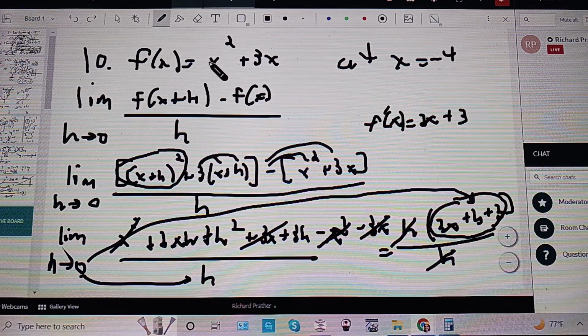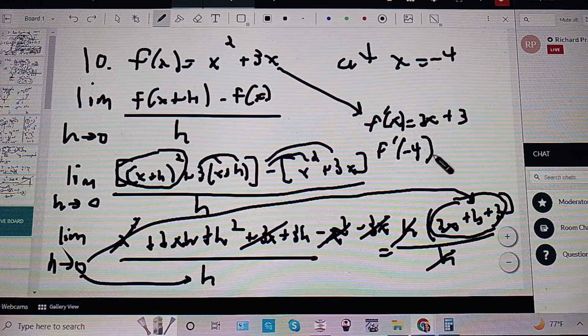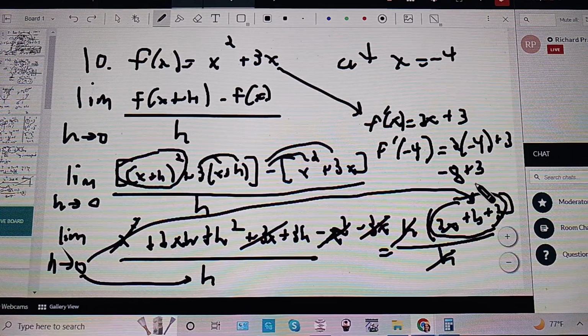The derivative of x squared is 2x. The derivative of 3x is 3. So that you could just do that on the final and just say, I already know what the derivative is. An instantaneous rate of change literally means derivative. So at this exact moment in time, what does the derivative equal when x is -4? Plug -4 into the derivative function. -8 plus 3 is -5.